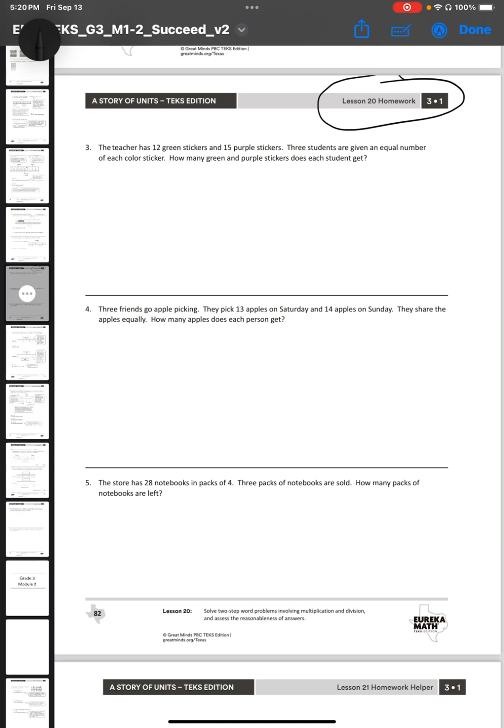The teacher has 12 green stickers and 15 purple stickers. 3 students are given an equal number of each color sticker. How many green and how many purple stickers does each student get?